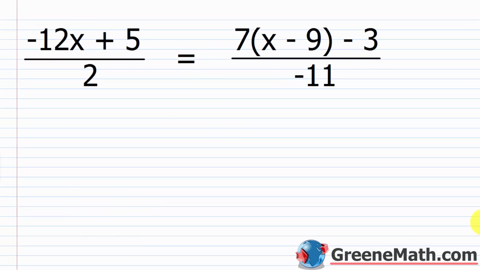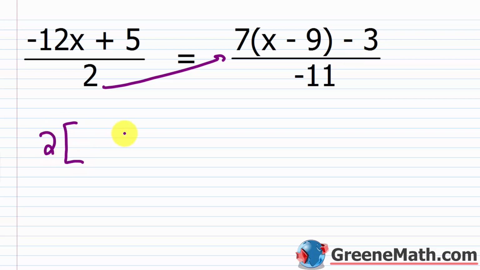All right, let's take a look at one more of these, and then we'll just kind of look at some word problems. So we have negative 12x plus 5 over 2 is equal to 7 times the quantity x minus 9 minus 3 over negative 11. So again, we set it up in the usual way. We're going to cross multiply. We've got to be careful here. 2 is going to multiply by this numerator. You've got to multiply 2 by each part. So you can kind of set this up using brackets.